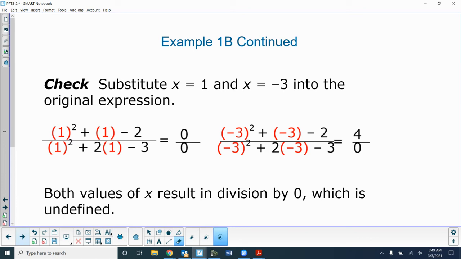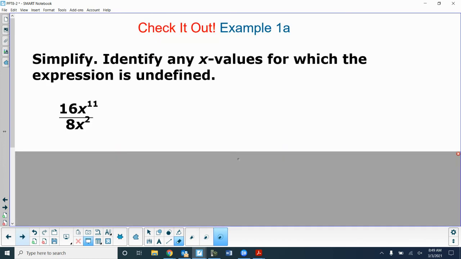All right, they're just checking. Plug in 1 and plug in -3, and they see that you get 0 in the denominator. You don't have to do that part. All right, you guys go ahead and do that one. It's kind of hard to see, but that's an x squared.